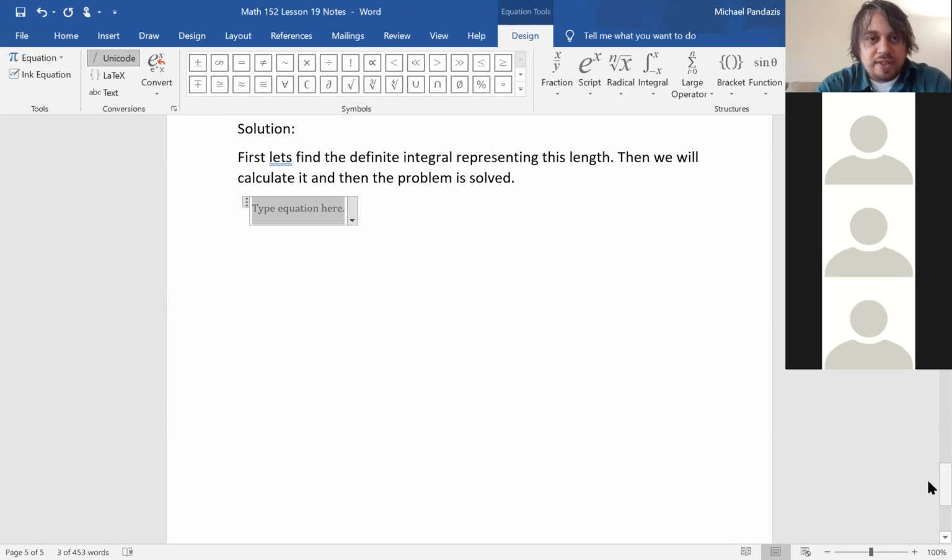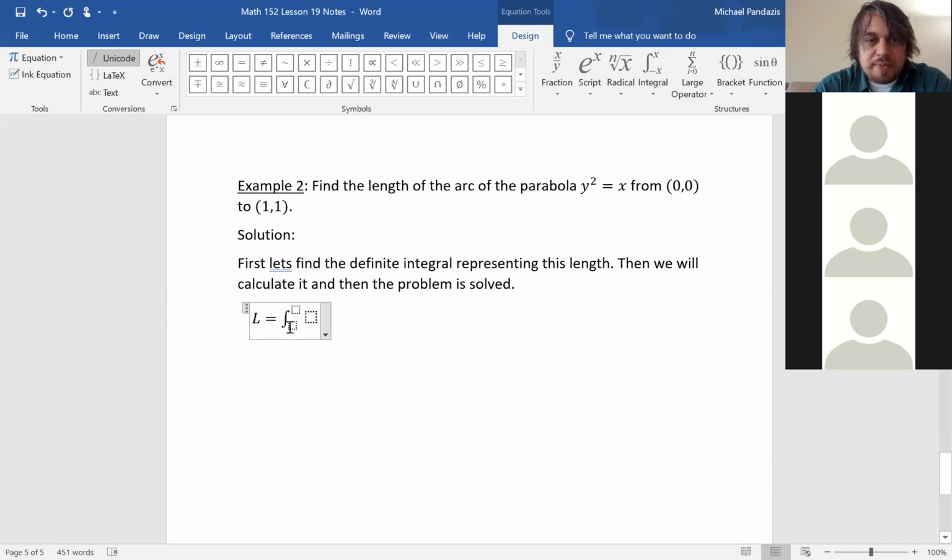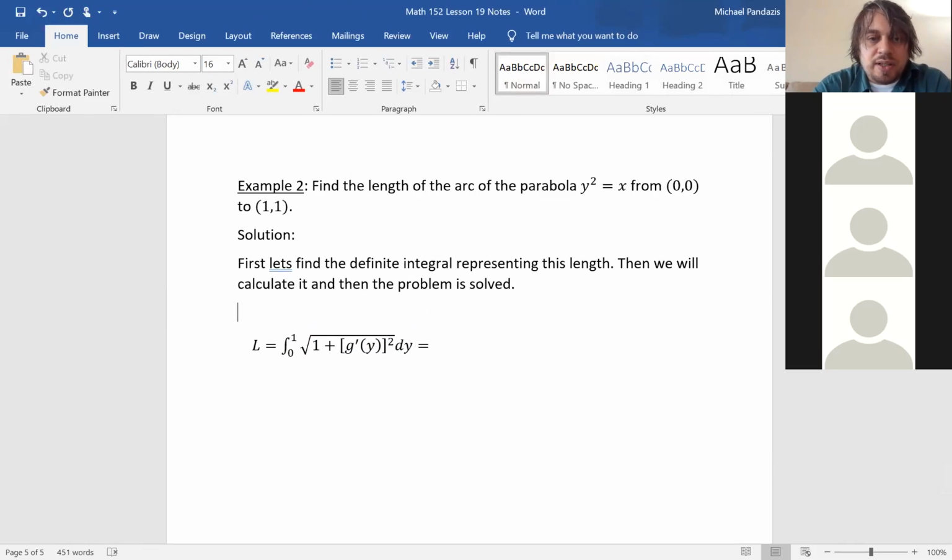Okay, so our definite integral, the length of that curve, is equal to the definite integral from 0 to 1 of the square root of 1 plus g prime of y squared dy. Okay, and so that's the integral we want to solve.